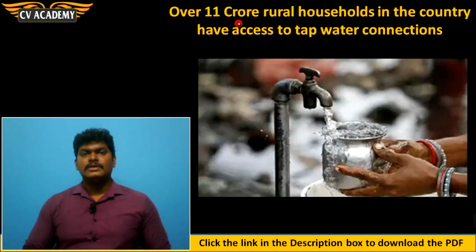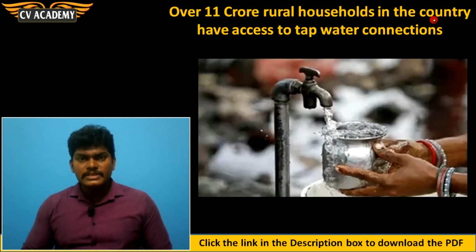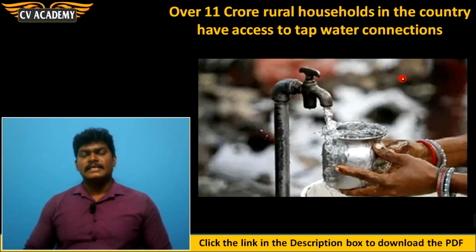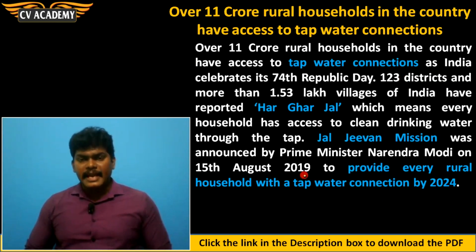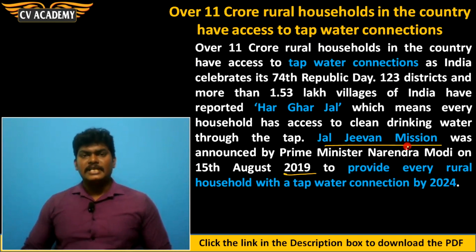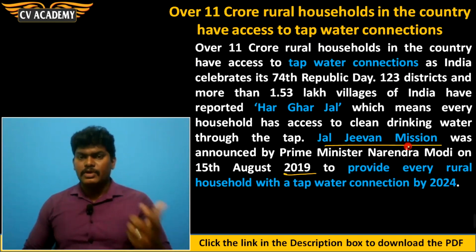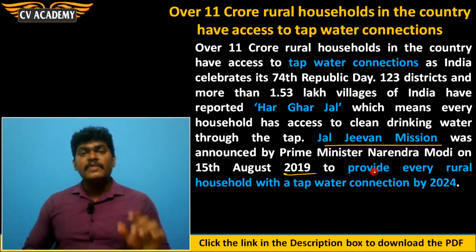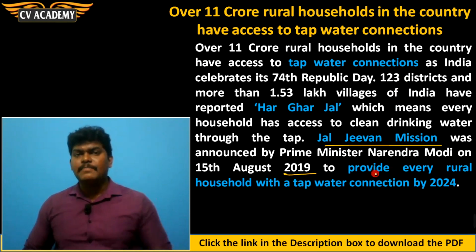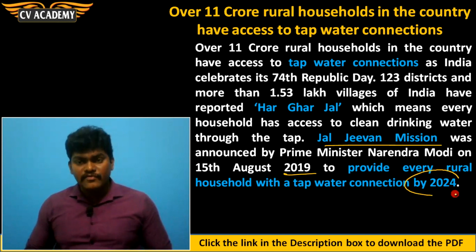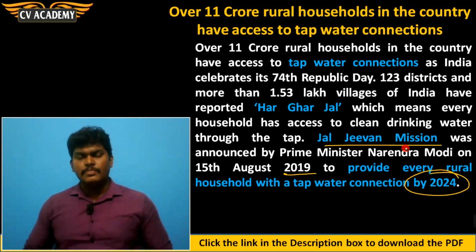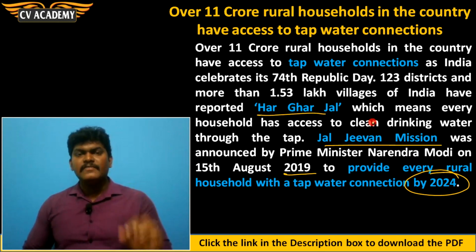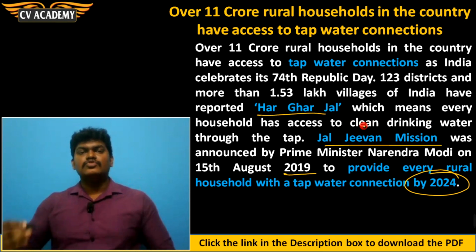Then fourth news. Over 11 crore rural households in the country have access to tapped water connections. Yes. In the year 2019, our Prime Minister Modi launched a mission called Jal Jeevan Mission. Actually, the aim of this Jal Jeevan Mission is to provide every rural household with a tapped water connection by 2024. That was the aim of this program. So based on the Jal Jeevan Mission, we have launched a project called Har Ghar Jal. That is, every household in the rural area will have clean drinking water through the tap.